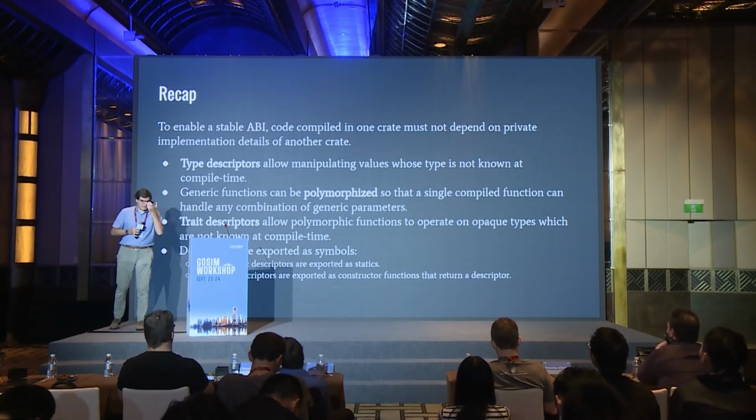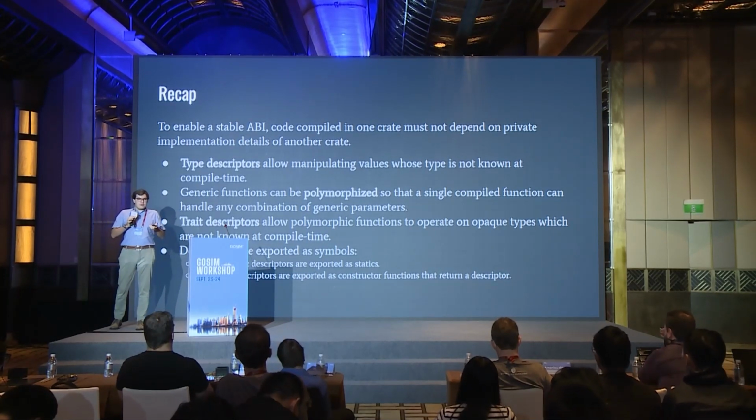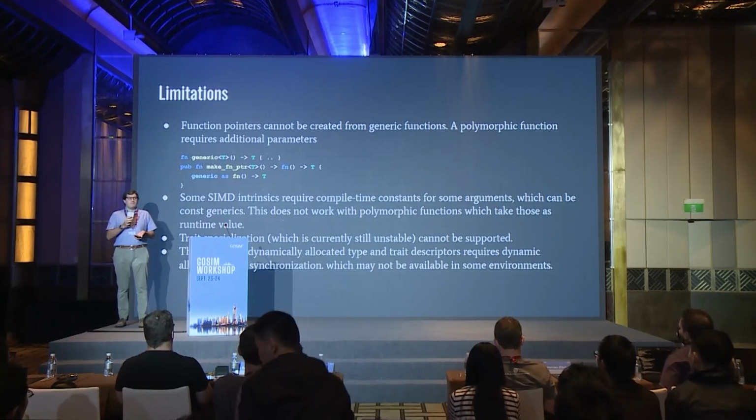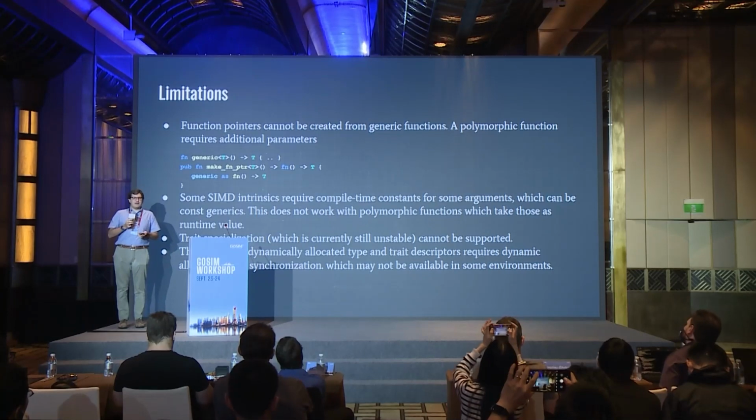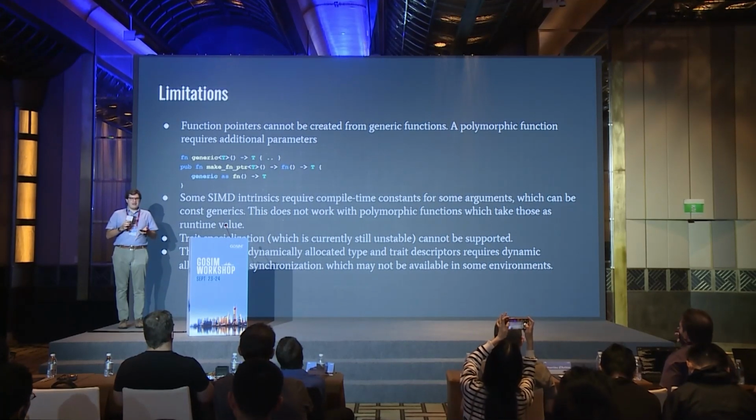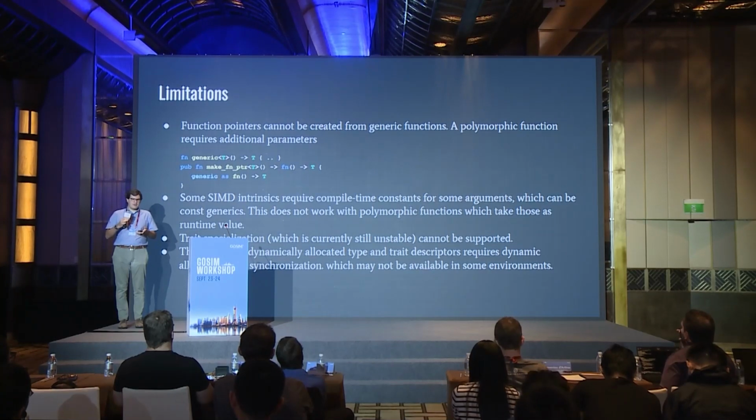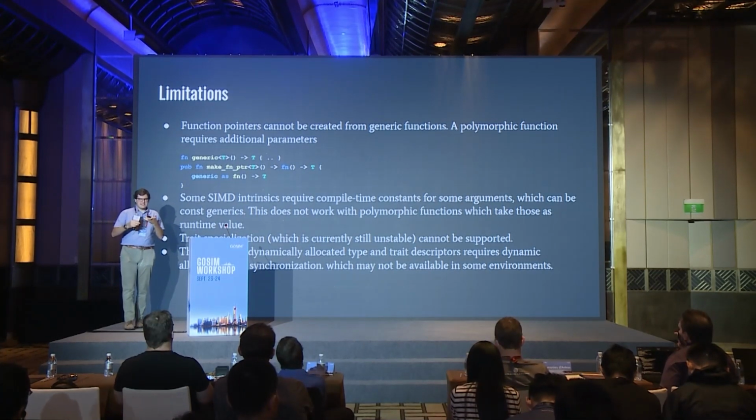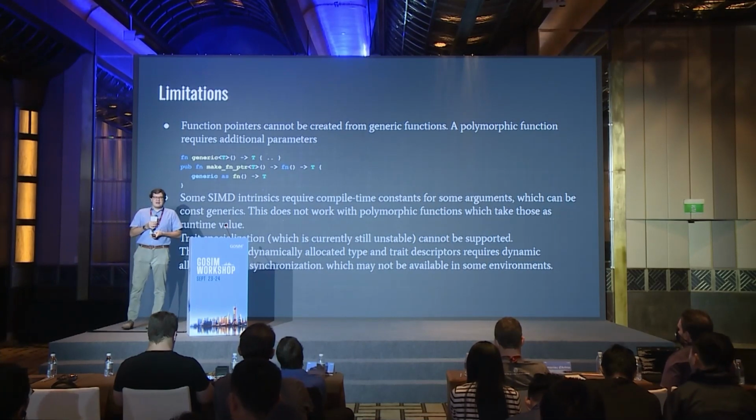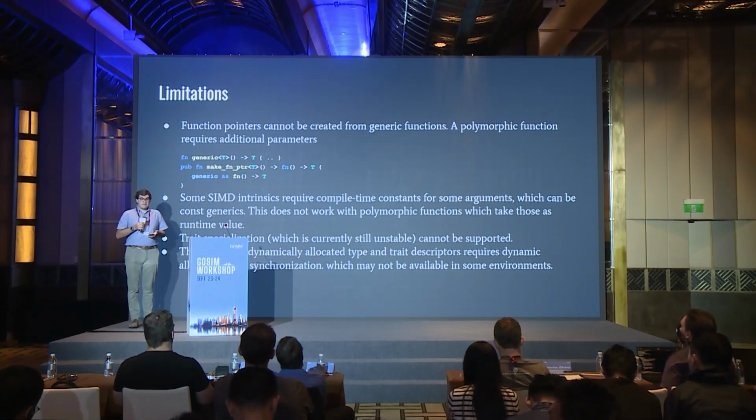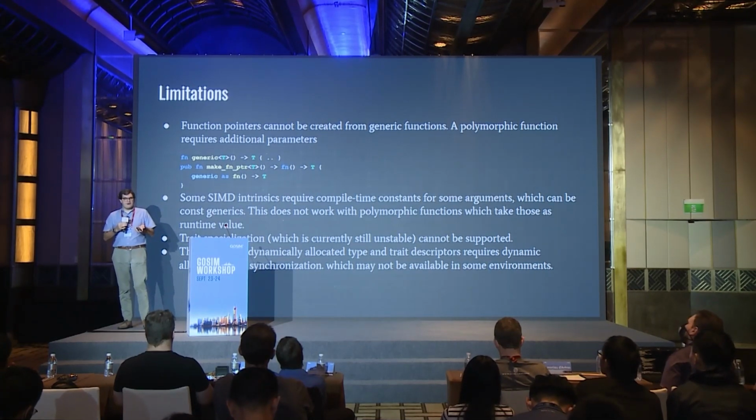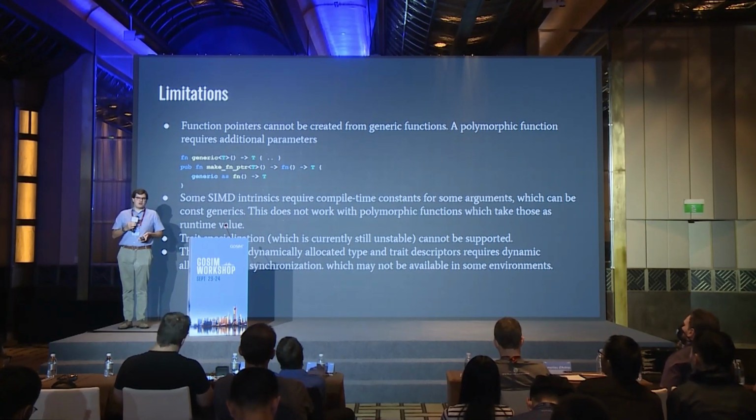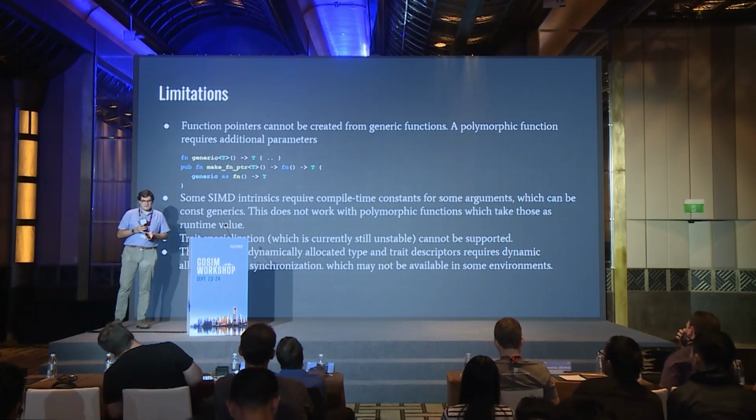So let's do a quick recap. With monomorphization, there is something that you can do: take a generic function and turn it into a function pointer by instantiating this generic function with a specific type. This only works with monomorphization. Unfortunately, you can't do this with a polymorphic function because the information about the generic argument is lost as part of this transformation.